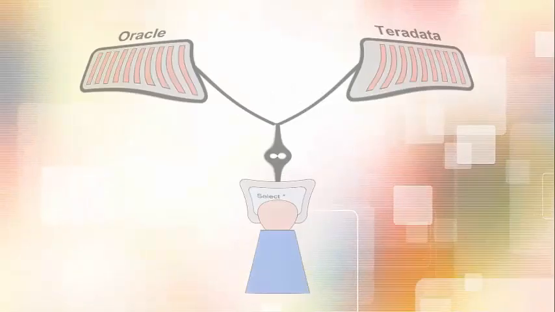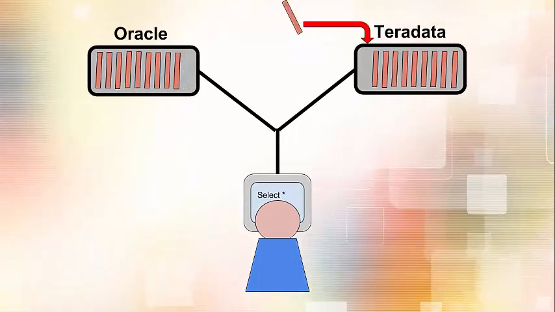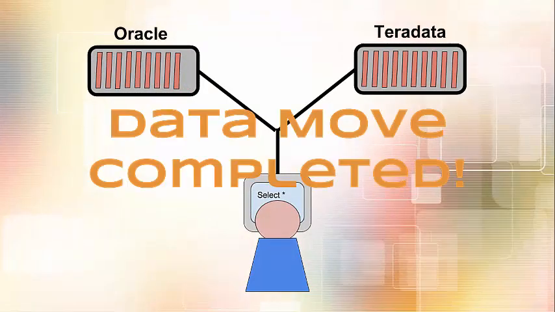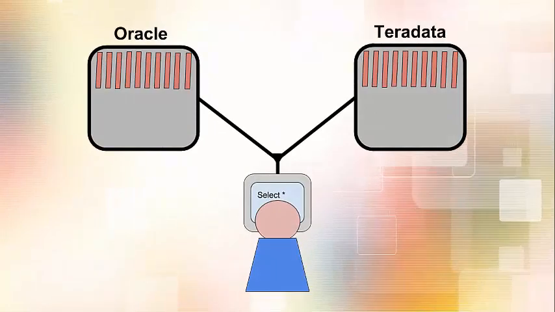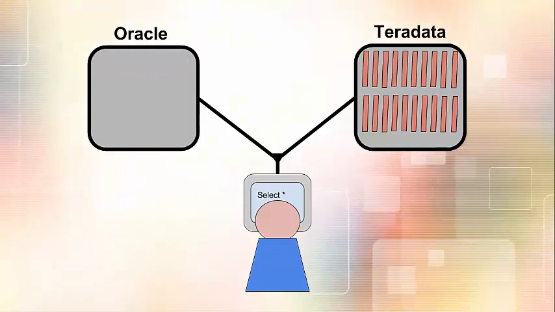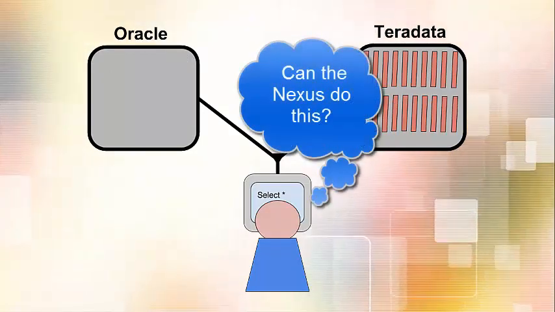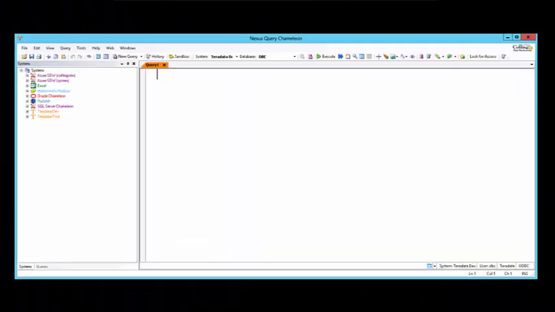In our previous video, we explored how you could take a table from one system and move it to another system. In our example, it was an Oracle table being moved to a Teradata system. We saw how easy it was. However, now we're going to try something a little bit bigger. What if we want to move an entire database from one system to another? Is that possible inside the Nexus? Well, of course. So we're going to start by opening up our Nexus.